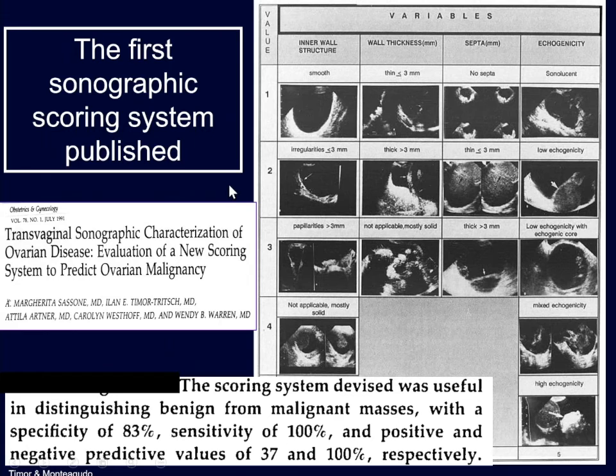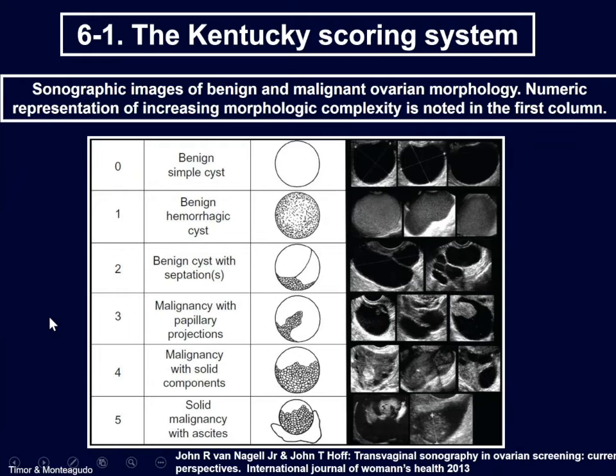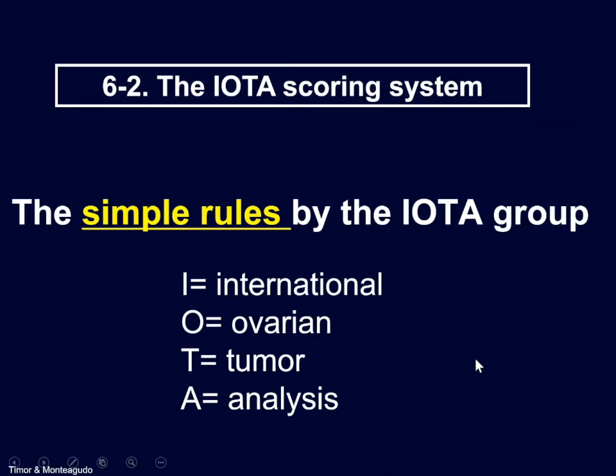We pride ourselves here that we published the first sonographic scoring system, that was then followed by many much better ones. The Kentucky scoring system, developed by Van Nagel in Kentucky, is also a widely used scoring system. But lately we are trying to apply the IOTA scoring system, and the simple rules of this group are today maybe the basis of how we look at adnexal masses.